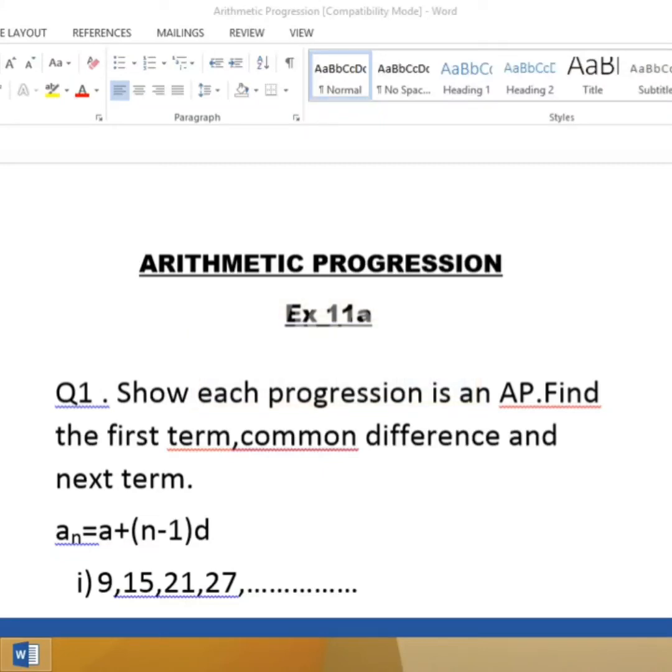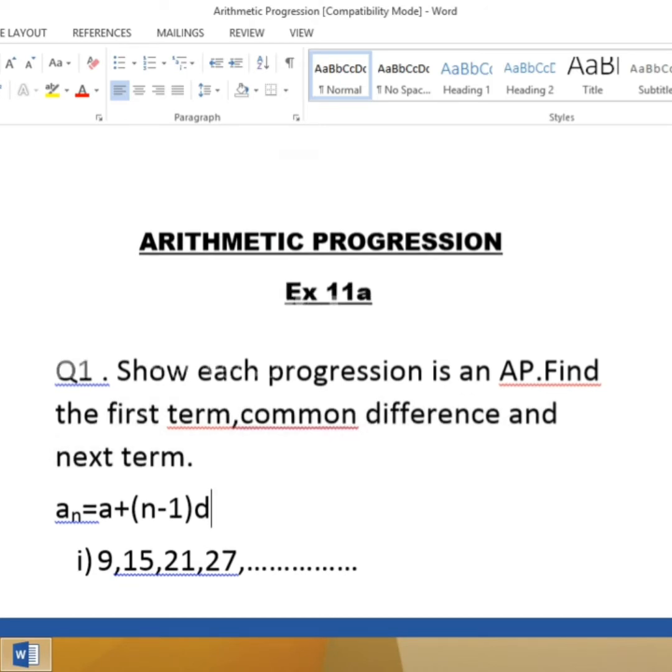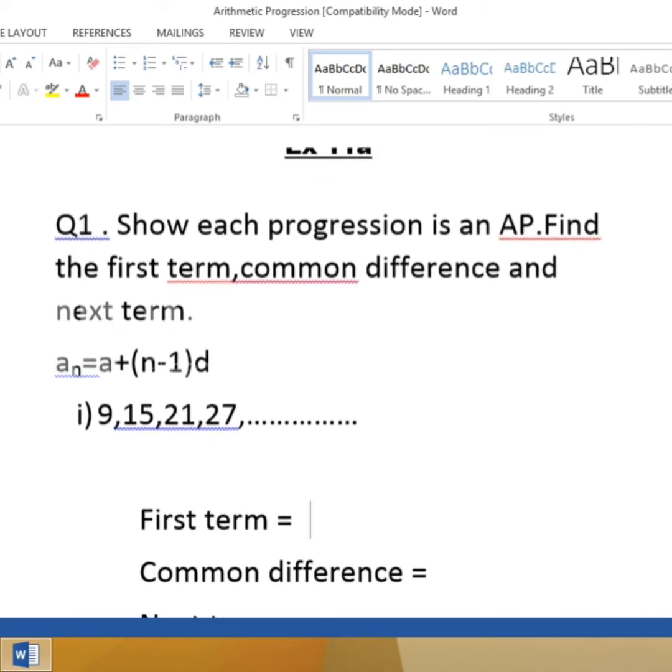Hello everyone, today we are going to see arithmetic progression exercise 11A for class 10. This is from R.S. Agarwal. So question 1 here is: show each progression is an AP, arithmetic progression. Find the first term, common difference and the next term. We know the formula for this.